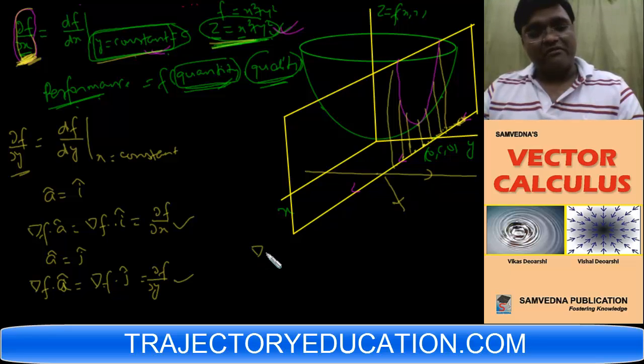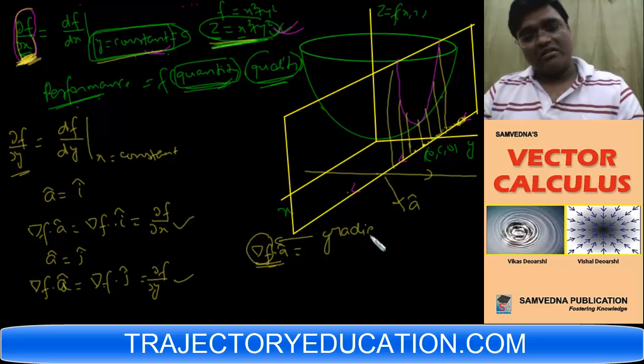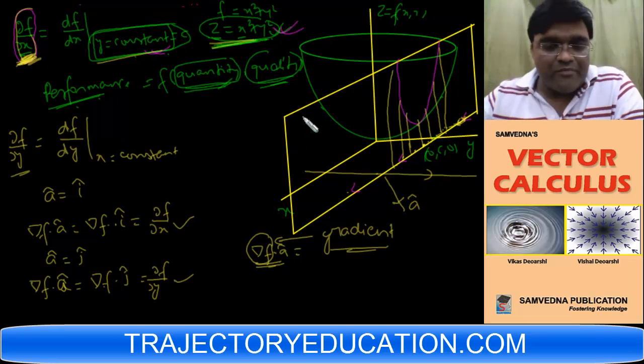When you are moving in general directions, your directional derivative is given by this vector. This is a vector in general. These are two special directions. So in general, your directional derivative is given by del f dot a, and this is the gradient. We call it the gradient.